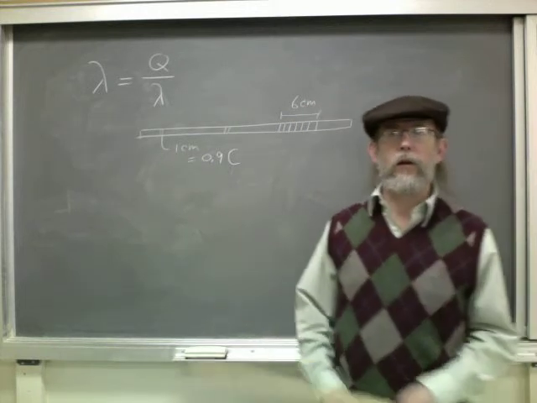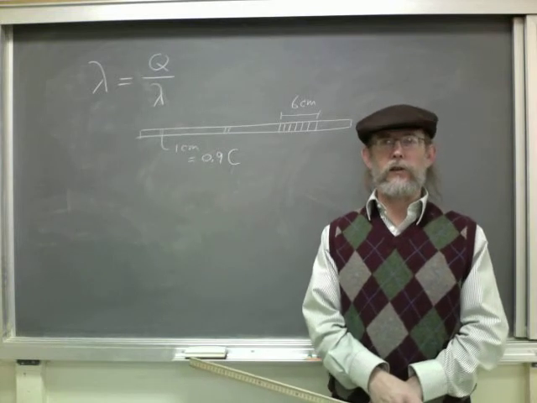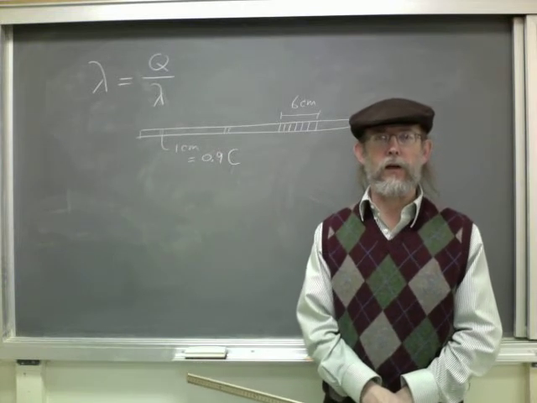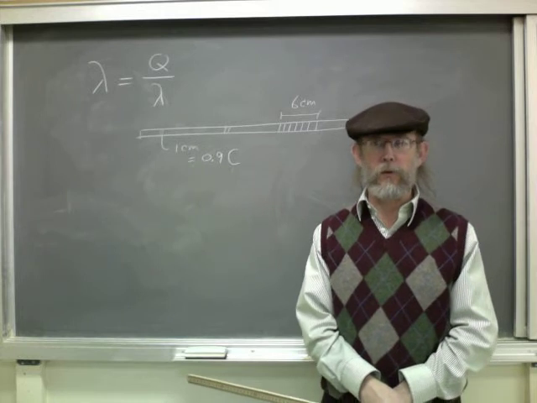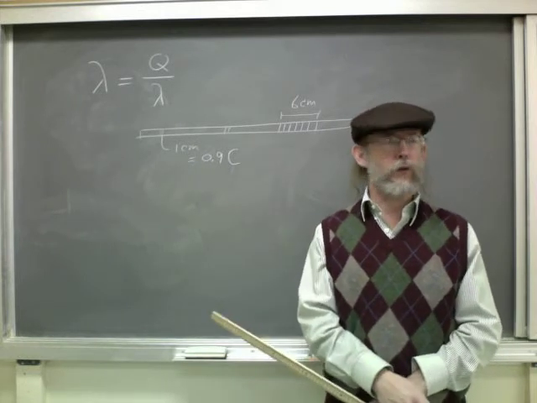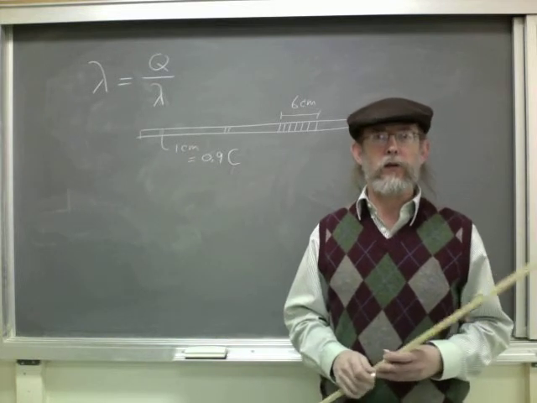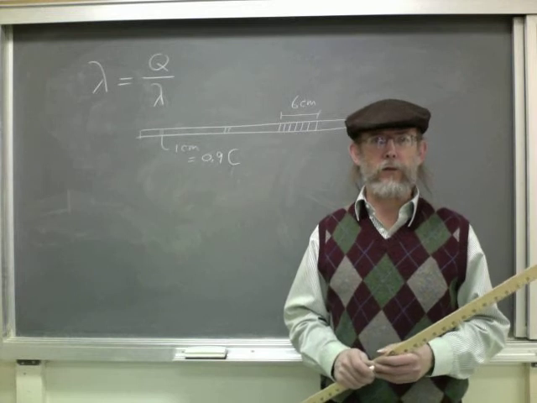Well, I see that most of you have answered that the amount of charge is 5.4 coulombs. If there's 0.9 coulombs on one centimeter, there's 5.4. So how did you get that? What is it that you did? What operation did you do to figure out the amount, 5.4?